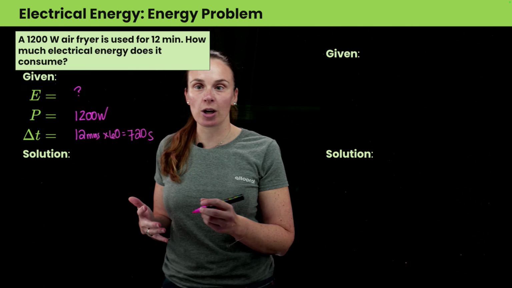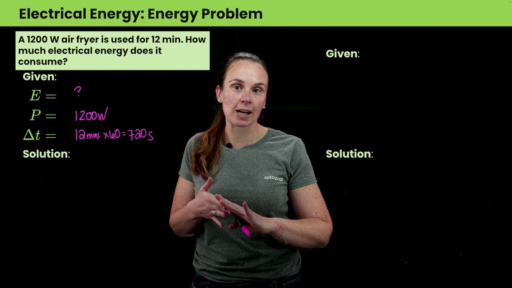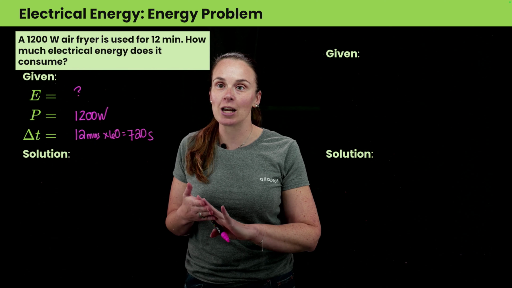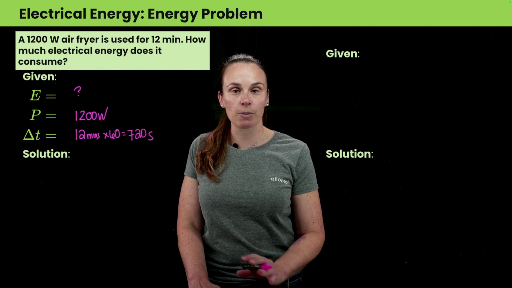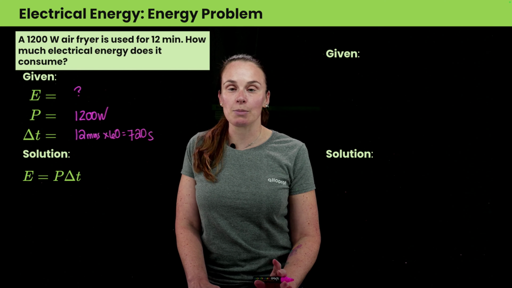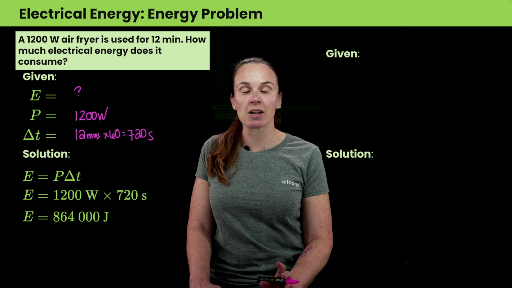So I've made sure that my units all line up. My time is in seconds, so that's good. I have my watts, and I'm looking for my electrical energy calculation. I'm going to put it into that formula that we had before, which is energy is equal to P times time. So I'm going to take my 1200 watts and multiply it by 720 seconds.